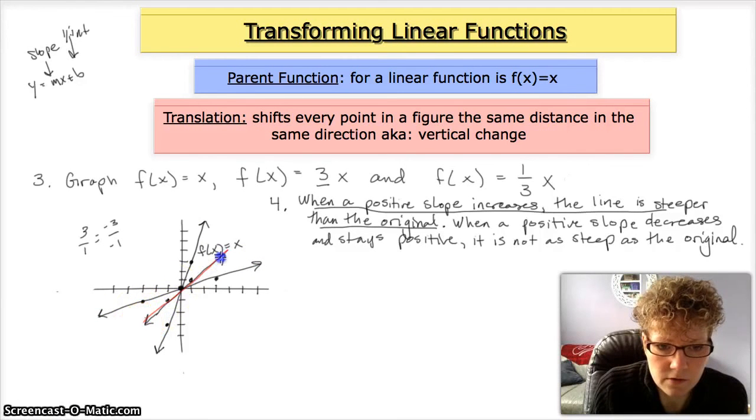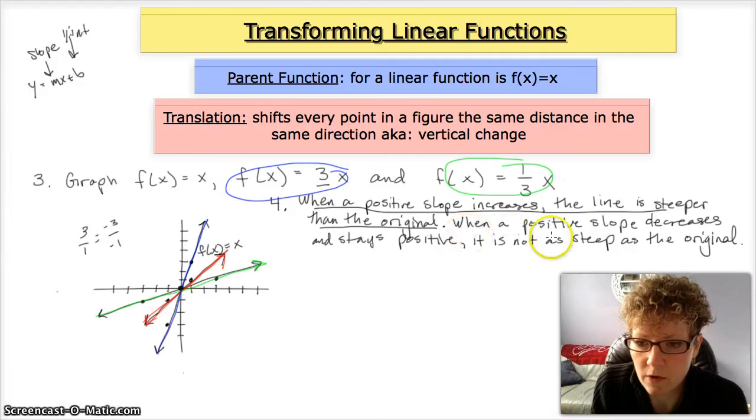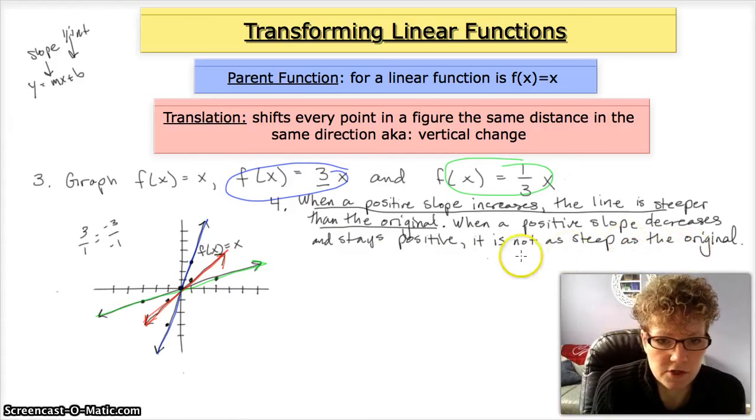Here's the original. And then we have where I increased the slope, and then we have where we decreased the slope. So you can see it's less. Okay, so that's this one, whereas the blue, which is steeper, is this one. Okay, so let's summarize that. When a positive slope decreases and stays positive, it is not as steep as the original parent function.